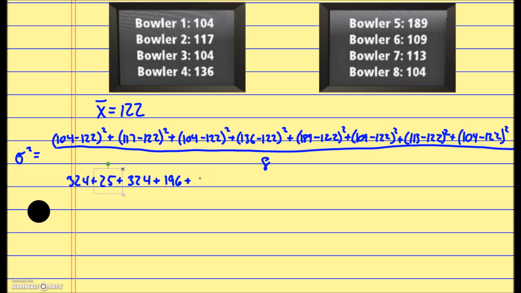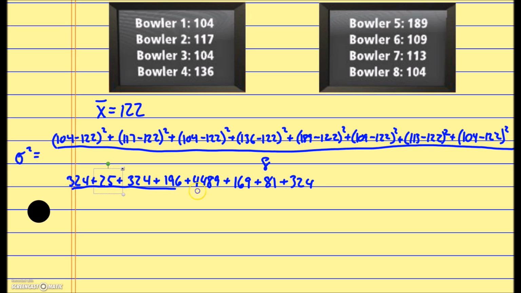The next one, the 189. This was my outlier before when I looked at central tendency. So this one's a little bit out of the ordinary, but that's okay. When I subtract, it gives me a 67, and when I square that, it gives me 4,489. So again, I'm just working each of these out. The next one, 109 minus the 122 is a negative 13 squared, which is a 169. The next one, the 113, that's a negative 9 squared, which is 81. And then the last one, once again, we have that 324, because it's still the 104 minus the 122 squared.